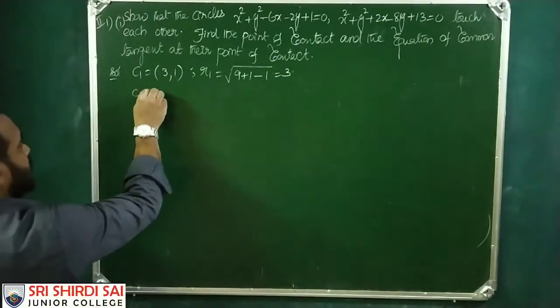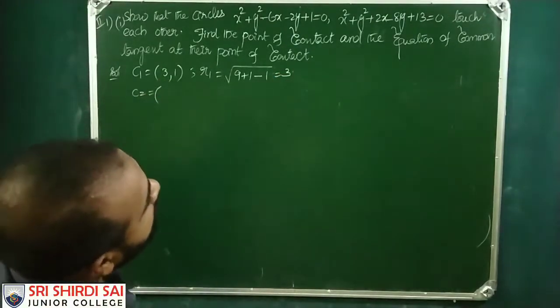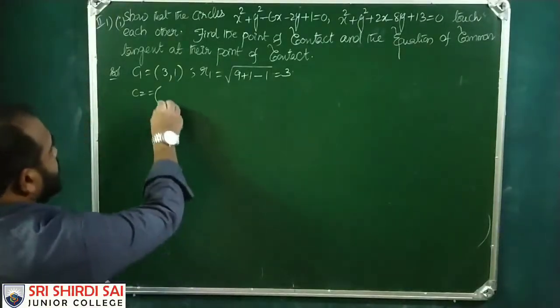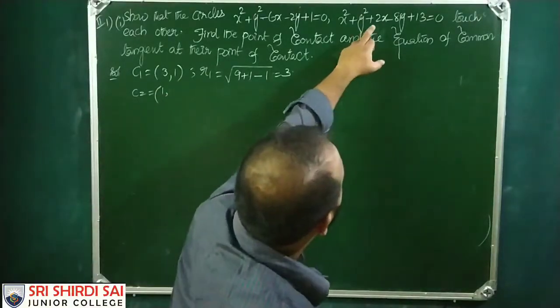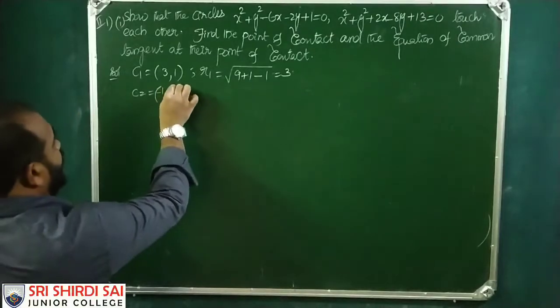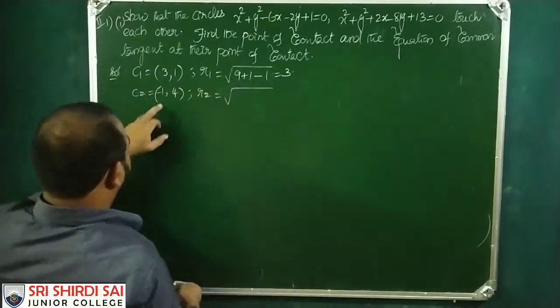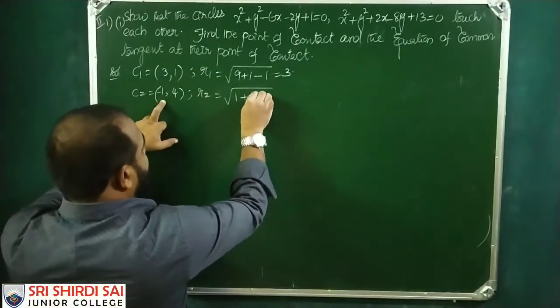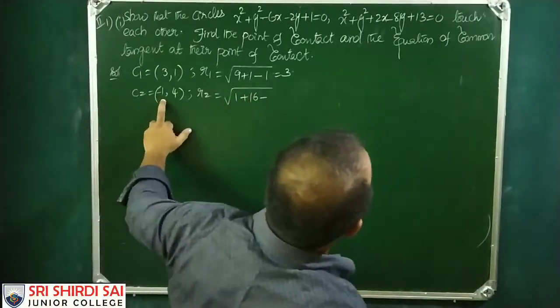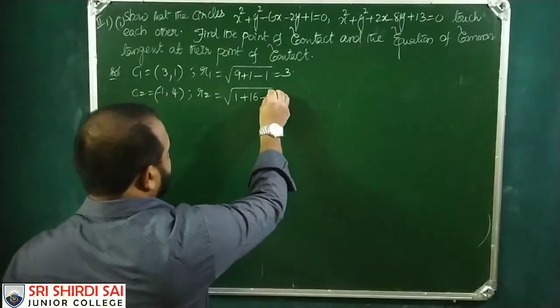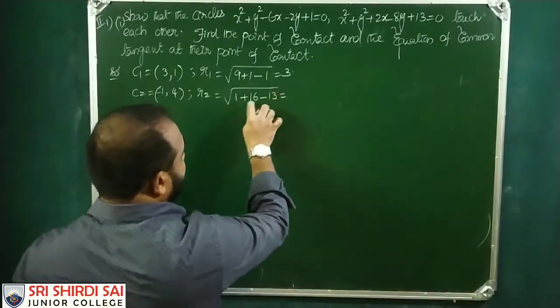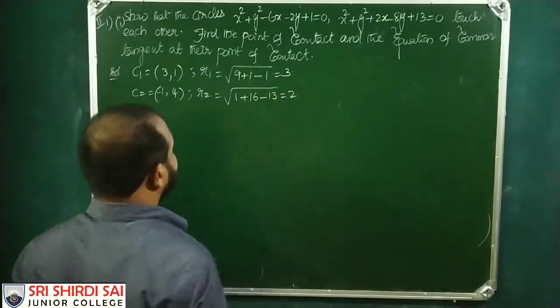C2 is equal to (1, 4). Sorry, (-1, 4). R2 is equal to the square root of 1 squared 1, 4 squared 16, minus 13. So 17 minus 13 is root 4, which is 2.